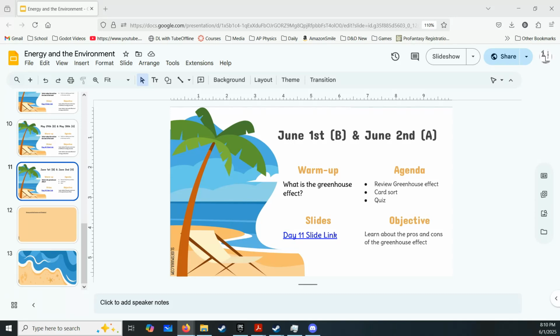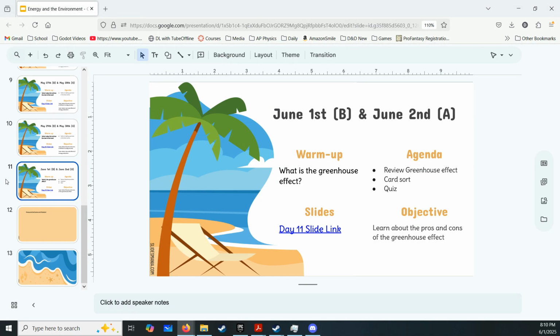All right. Today we're going to be looking at what is the greenhouse effect, which I know we've talked about before. We're just going to talk a bit more about it. We're going to review what the greenhouse effect is. You will work on a card sort, matching descriptions with some pictures, and then you will work on a quiz.